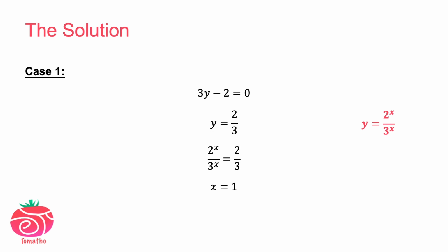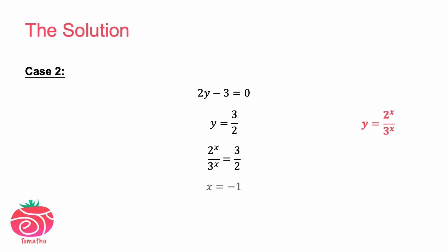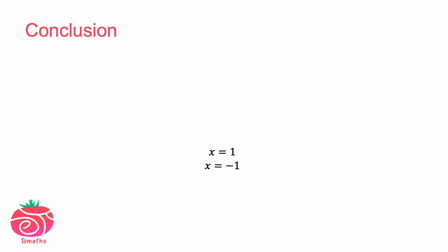In the first case, 3y minus 2 equals 0. This gives y equals 2 over 3. And substituting y back to its original value, we have x equals 1. And in the next case, 2y minus 3 equals 0. This gives y equals 3 over 2. And similarly, substituting back, we have x equals minus 1. So, the final answer is x equals 1 and x equals minus 1.